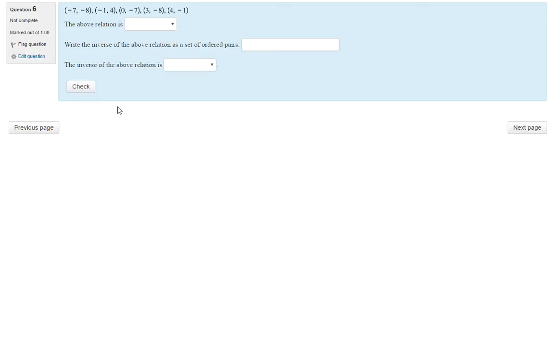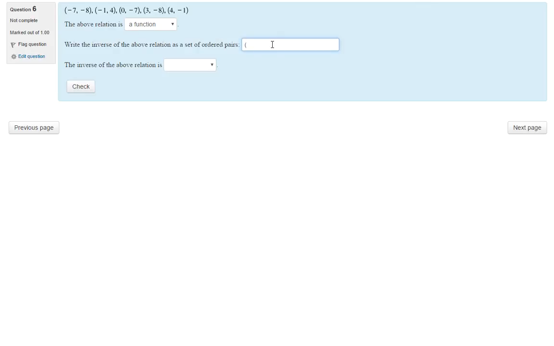Okay, look at one more here. This time it looks like we have inputs of -7, -1, 0, 3, and 4. So that is a function.